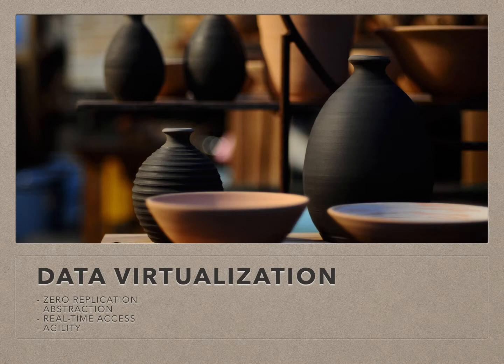Meanwhile, data virtualization has three key elements that need to be taken into consideration when we are implementing it. These key elements are zero replication, abstraction, real-time access, and agility. Data virtualization is an approach to data management that allows an application to retrieve and manipulate data without requiring technical details of where it is stored and how it is formatted.